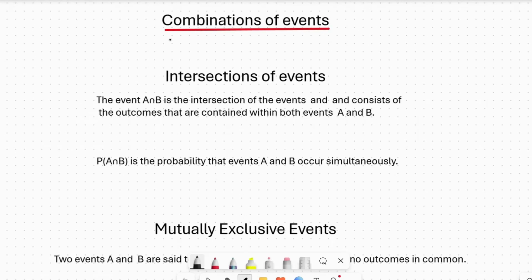The topic name is combination of events. The first one is intersection of events. The event A intersection B consists of outcomes that are contained within both events A and B. Probability of A intersection B is the probability that events A and B both occur.